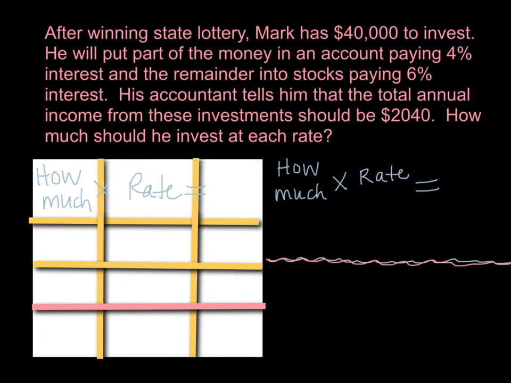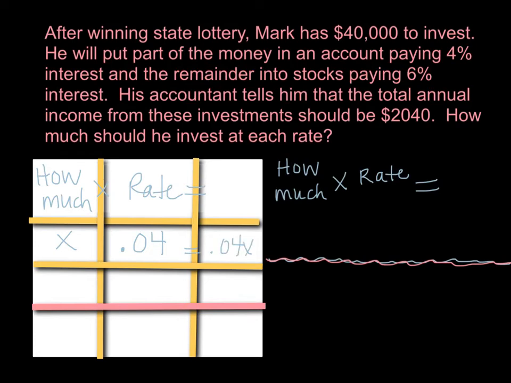Okay, well, I know that the rate is 4%. Now, of course, we're going to put that in as a decimal. We never put it in as a percent. So the rate is 0.04. But I don't know how much. It says part of the money. He will put part of the money. Well, since I don't know how much that is, I'm going to represent that with an X. So if you look, what I've got is part of his money at 4%. And of course, if we multiply that over, we've got 0.04x.